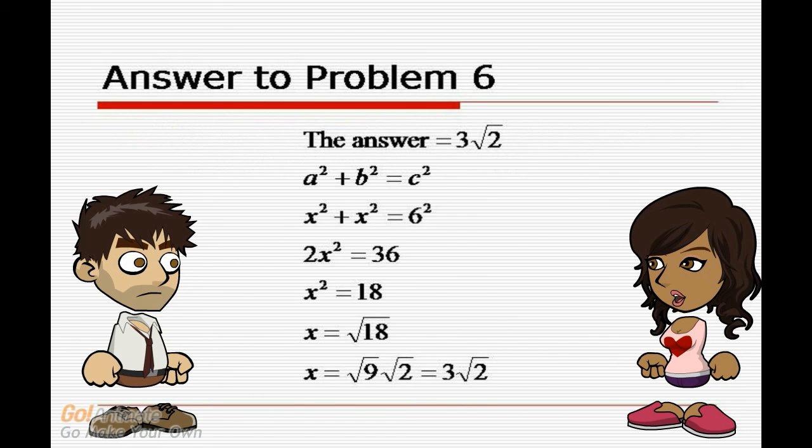The answer is 3 square root of 2. The hypotenuse is 6. The legs are the same length. Let's call them x. Substituting into the Pythagorean theorem gives x squared plus x squared equals 6 squared or 2x squared equals 36. Divide by 2. We have x squared equals 18. Take the square root of both sides. We get x equals the square root of 18 which is the square root of 9 times the square root of 2 or 3 square root of 2.